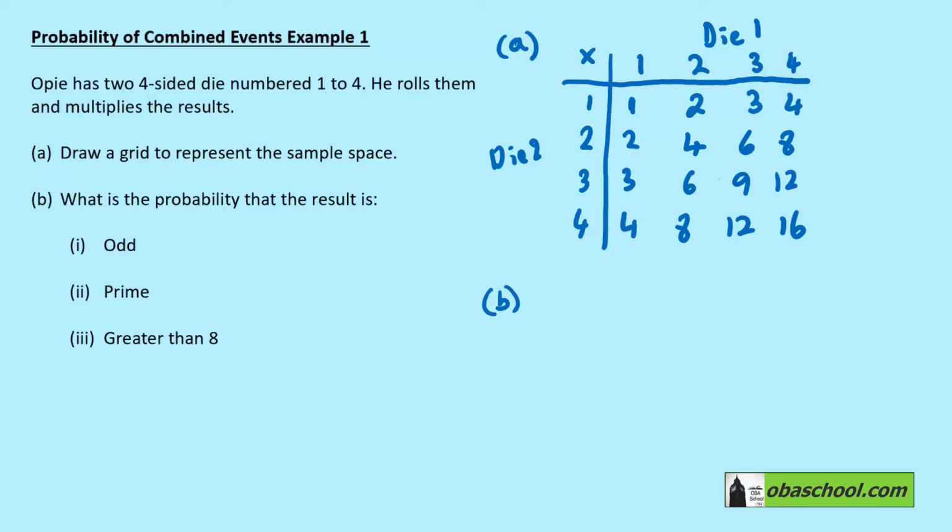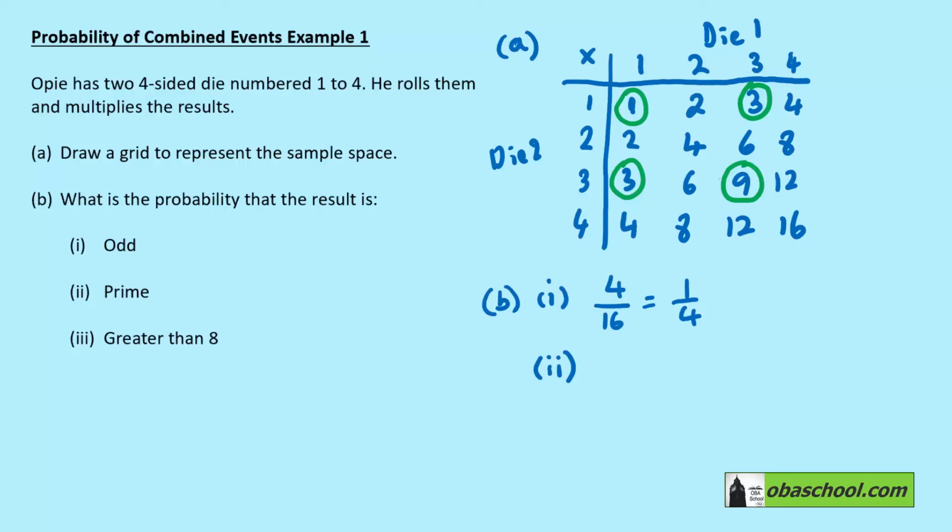What's the probability that the result is odd? So, got odd there, odd there, odd there, odd there, and I think all of the other numbers are even. So that's 4 out of 16, which we could cancel to a quarter.